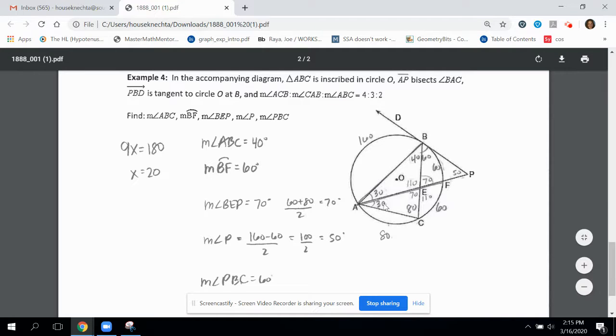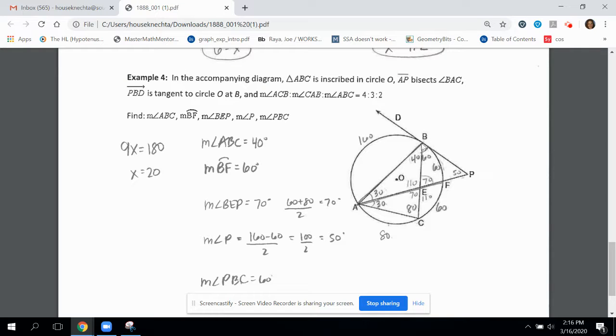I split this angle in half because of the bisector, and then I went after some of the things they're looking for. So they're looking for angle ABC, which is 40, arc B to F, which I found by looking at the inscribed angle across from it, it will be twice that amount. Then they started talking about angle BEP, random inside angle. I don't have a name for it. It's not central. It's not inscribed.